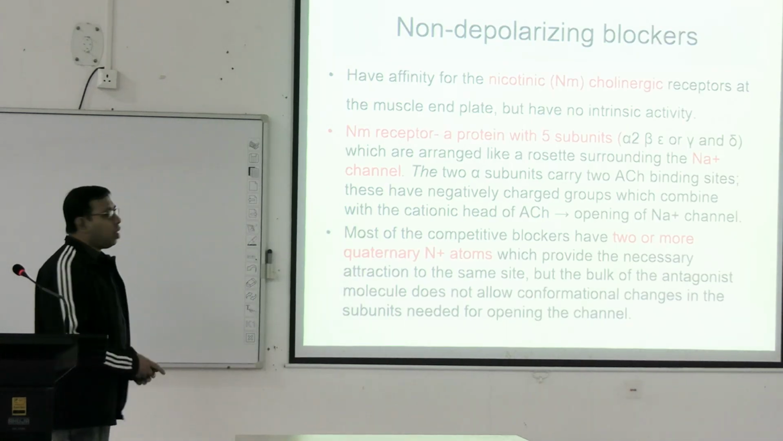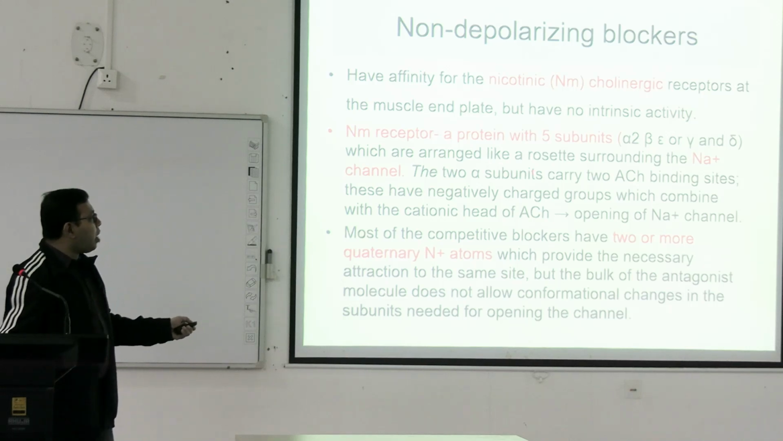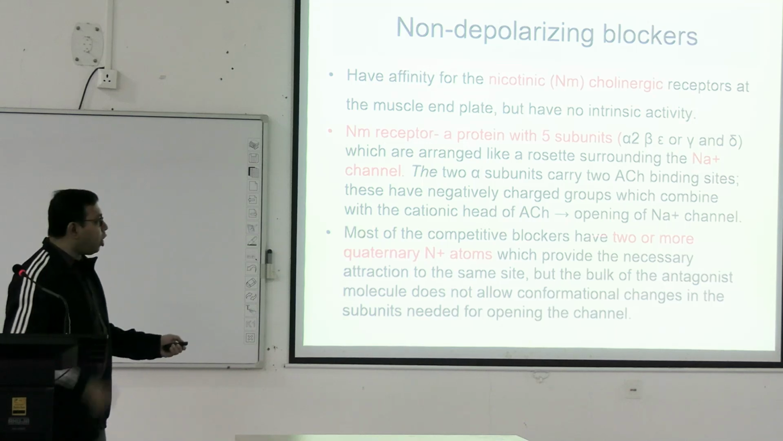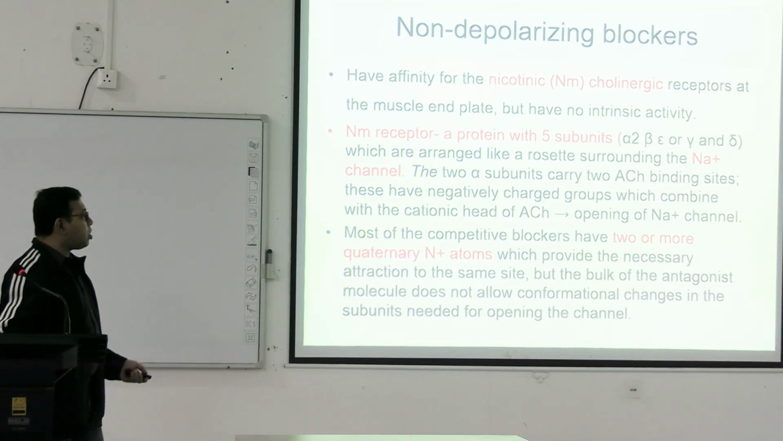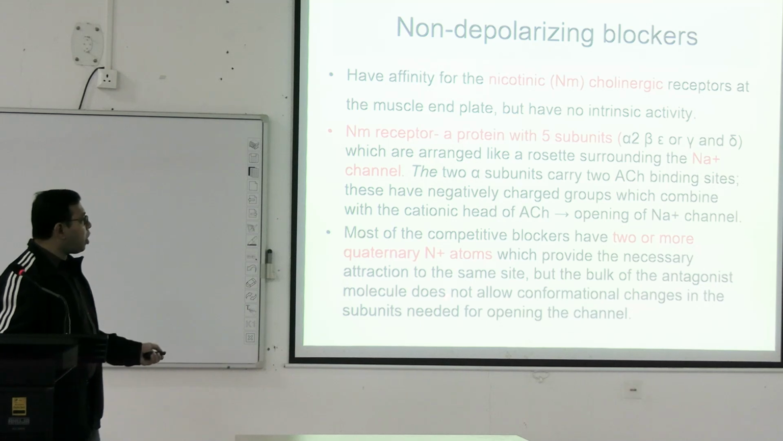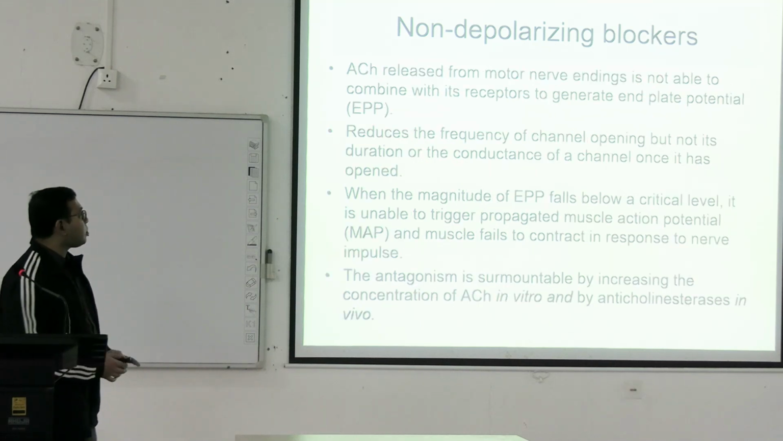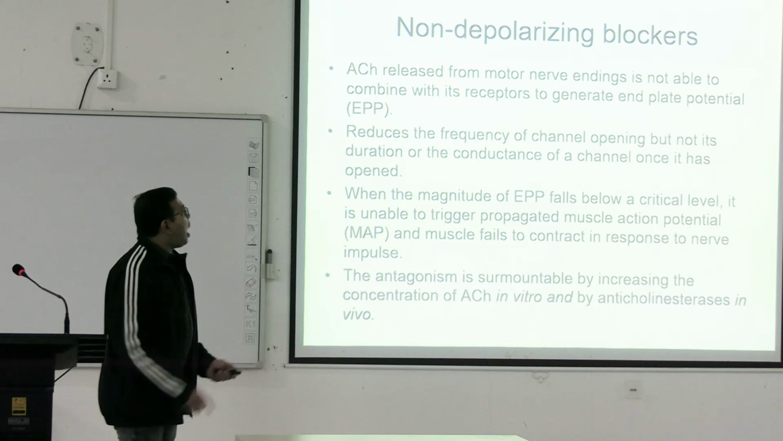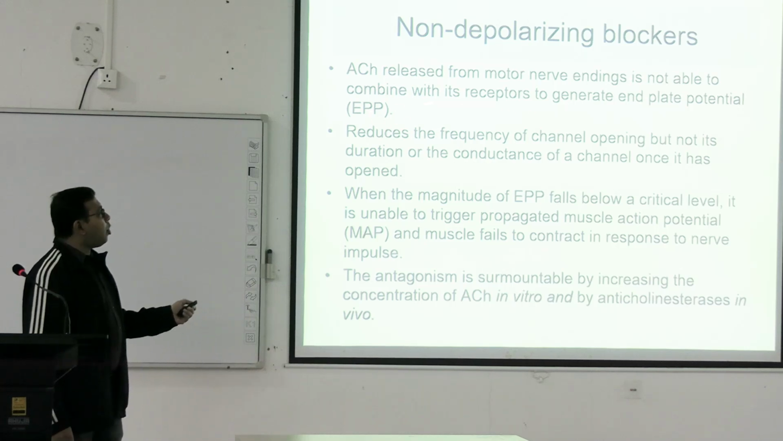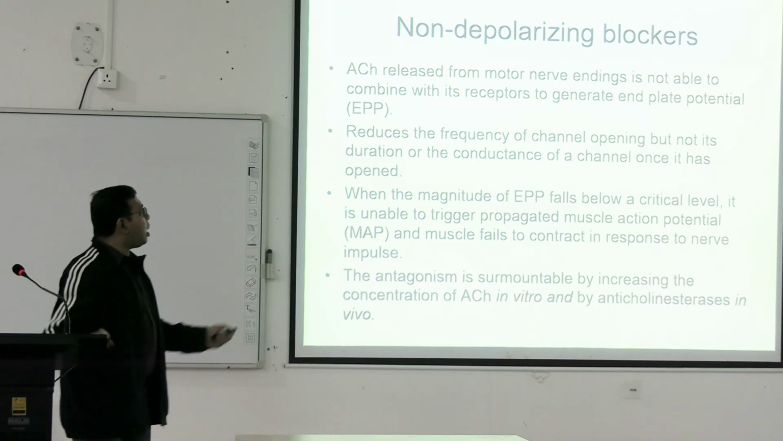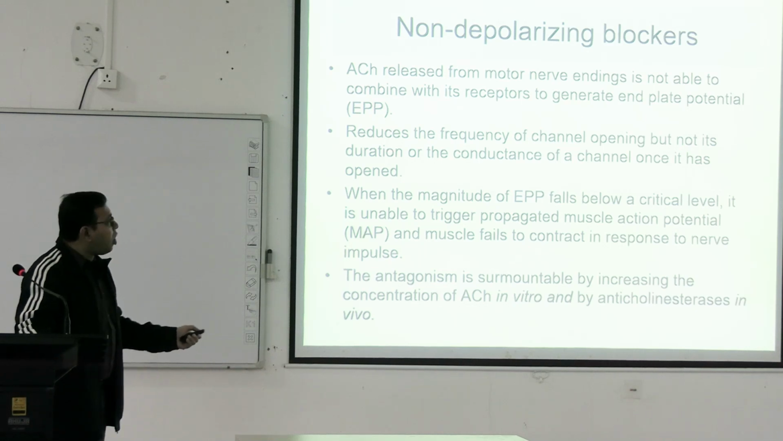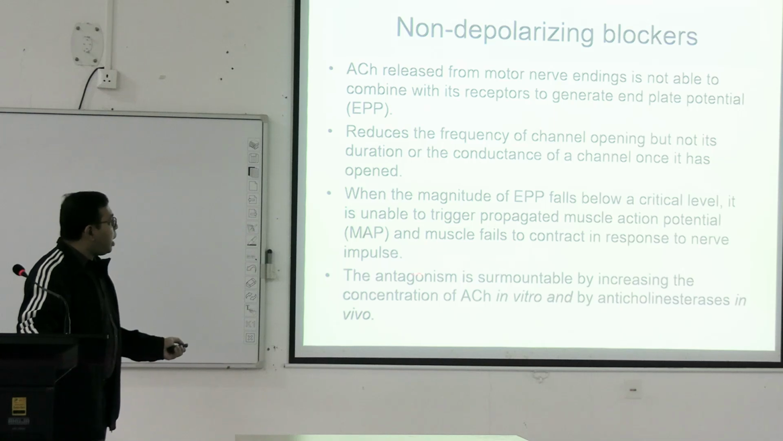So already I have discussed this. The NM receptor has 5 subunits, and these competitive blockers are bulky molecules with 2 or more quaternary ammonium ions. Conformational changes will not happen and ultimately blockade happens. The acetylcholine released from the motor nerve ending is not able to combine with its receptor to generate the endplate potential. Frequency of channel opening is reduced, and conductance of the channel is also compromised. The antagonism is surmountable by increasing the concentration of acetylcholine or by anticholinesterase in vivo.